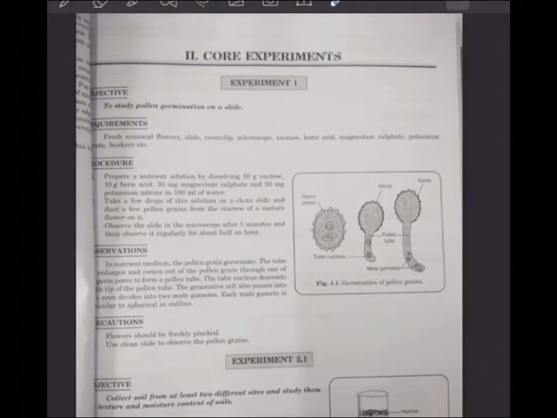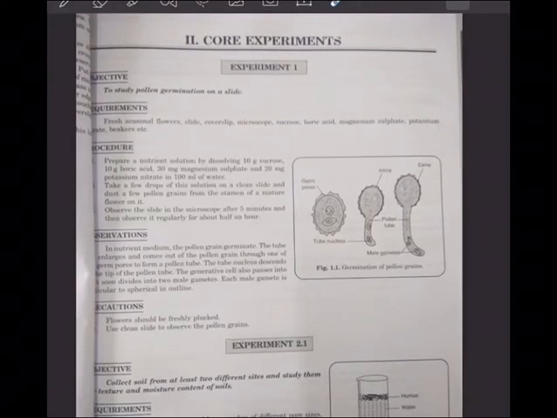Procedure: before we actually do the experiment, we need to use all these chemicals to prepare a nutrient medium. So how to do that? Prepare a nutrient solution by dissolving 10 grams of glucose, 10 grams of boric acid, 30 milligrams of magnesium sulfate and 20 milligrams of potassium nitrate in 100 ml of water. What you have to do is take a beaker, take 100 ml water in it and add all these chemical substances in the mentioned quantity, like 10 grams, 30 milligrams, 20 milligrams.